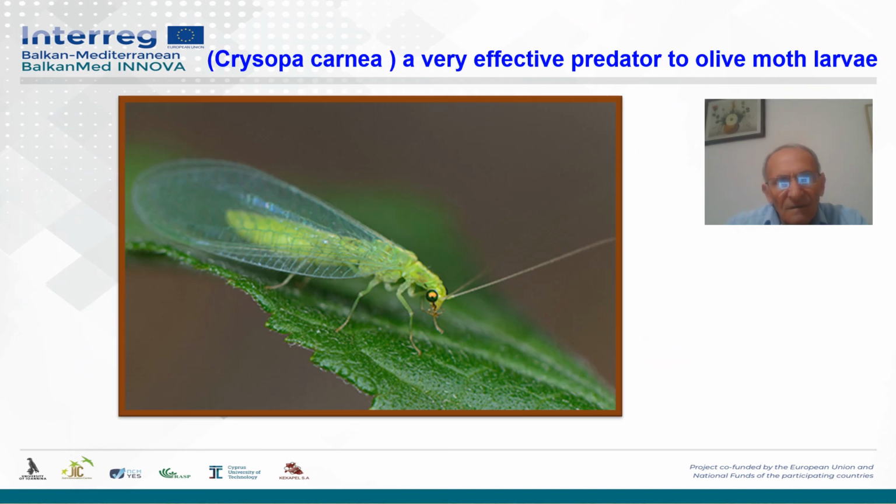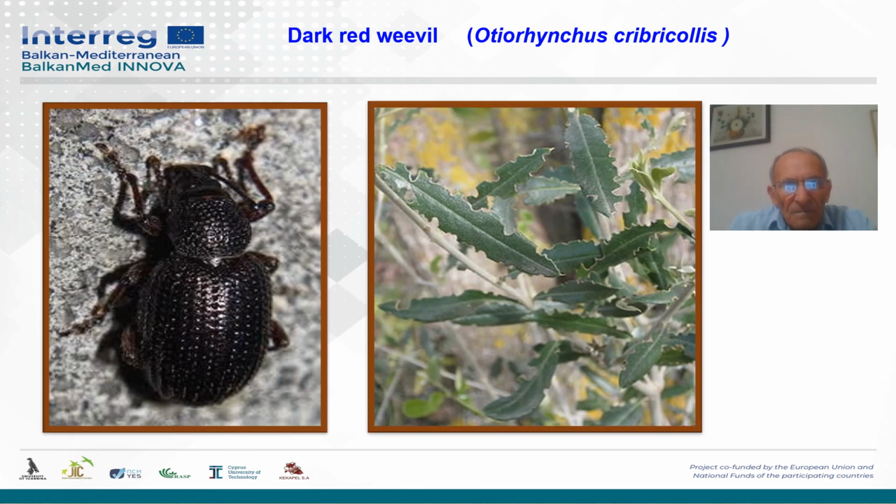You see here the Chrysoperla carnea, very effective against olive moth larvae and eggs. Here is the dark red weevil, Otiorhynchus cribricollis. This is a small coleopter. It has no possibility to fly. It stays on the soil around the trunk. And we see here the symptoms.